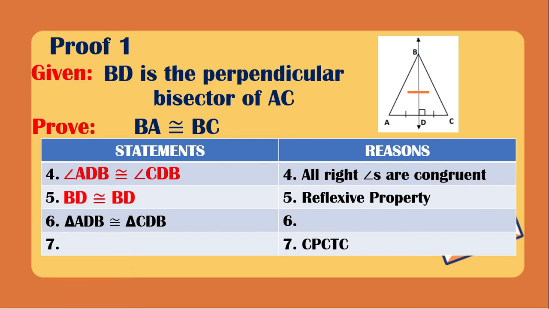And then for the sixth statement, we have triangle ADB is congruent to triangle CDB. For what reason? We have SAS postulate. What is our last statement here? What will be the last statement? BA is congruent to BC using CPCTC.